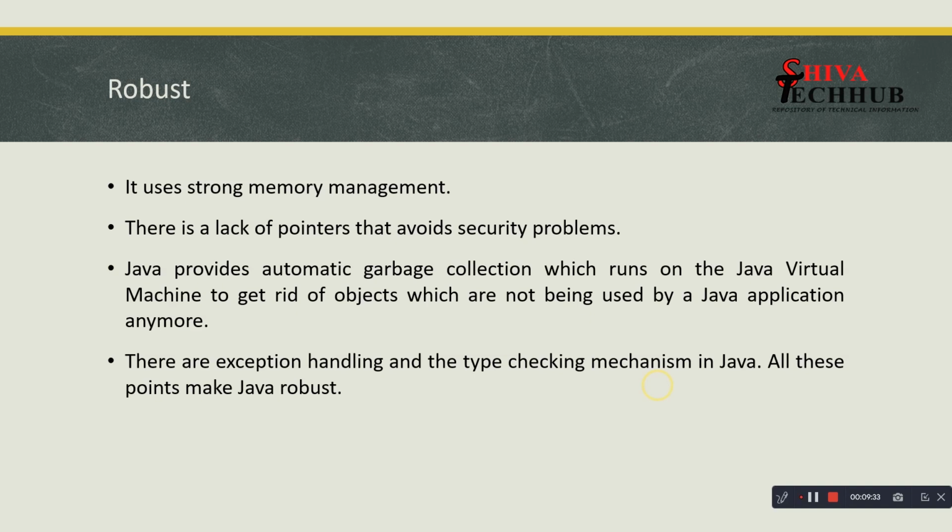Like I said in the earlier slide, it also provides automatic garbage collection, which runs on the Java virtual machine to get rid of any objects that are not being used, the unreferenced objects. And it also provides many exception handling mechanisms and type checking mechanisms. Okay, it is really strong. Whenever an exception is raised in a Java program, it also provides a way to handle that particular exception. That is why all these strong features make Java a robust programming language.